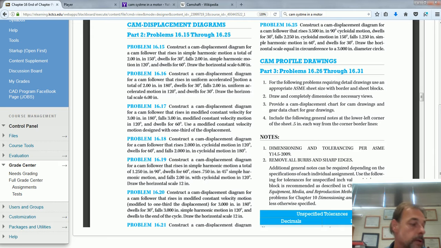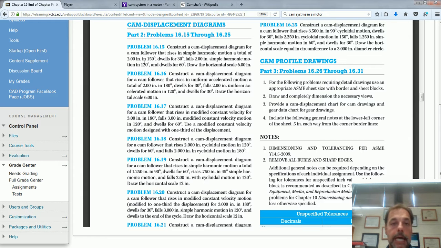So the first thing we need to do, if you have your 6th edition, you can turn to page 568. I don't think anyone actually read the instructions. If you did, maybe you didn't understand them correctly. So we're going to draw a diagram first. Remember, 2 inches is our displacement.